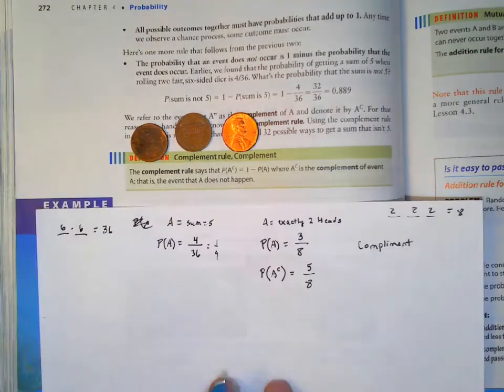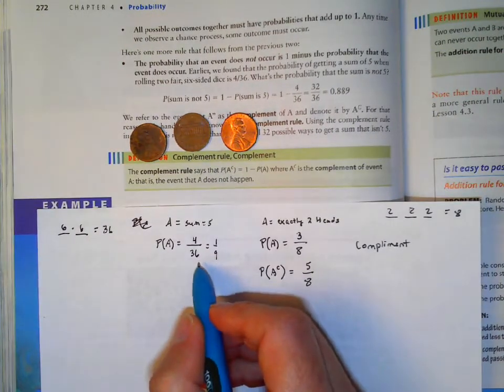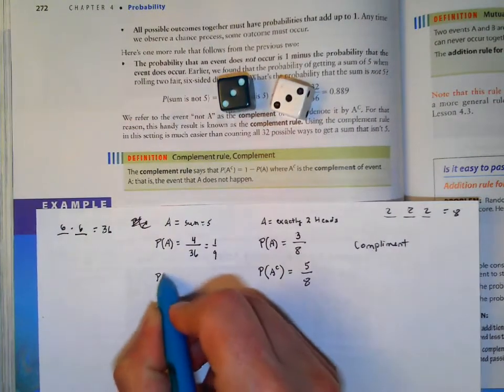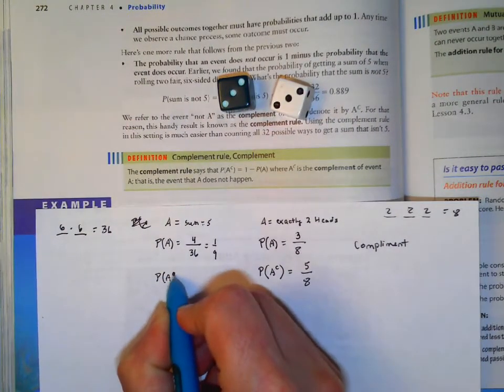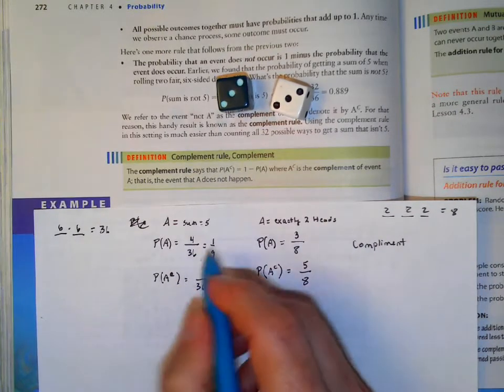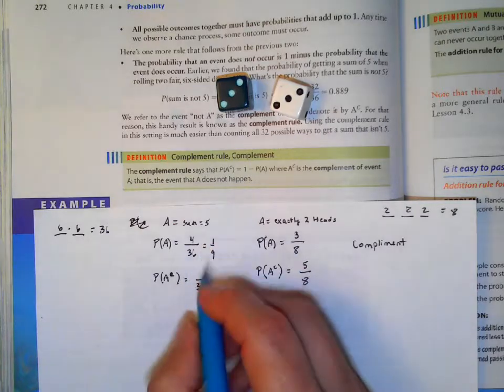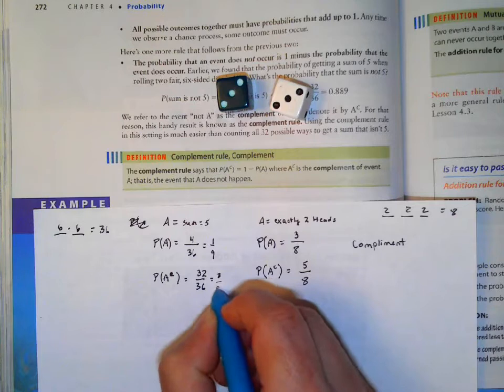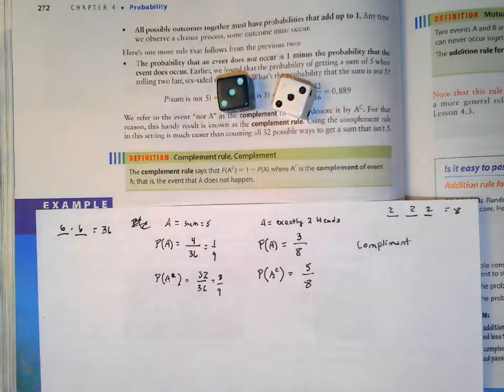Okay, if we go back to the dice. Now in the dice, if I want to find A complement, if 4 out of 36 were a sum of 5, that means there would be 32 that were not. Okay, so that's the idea of the complement.